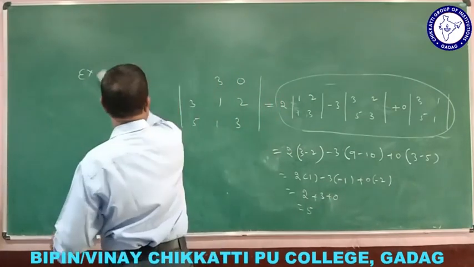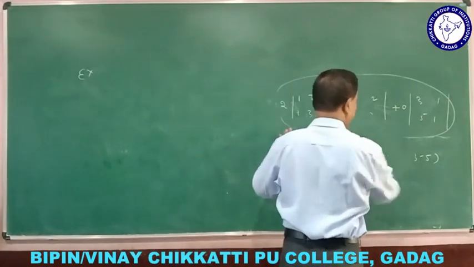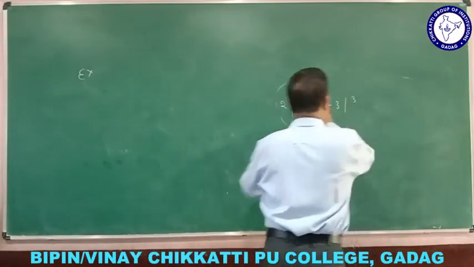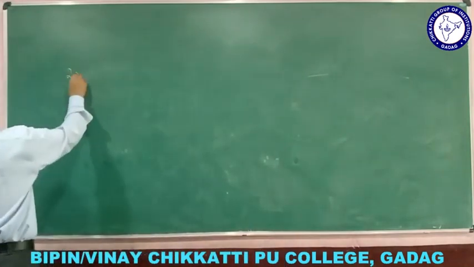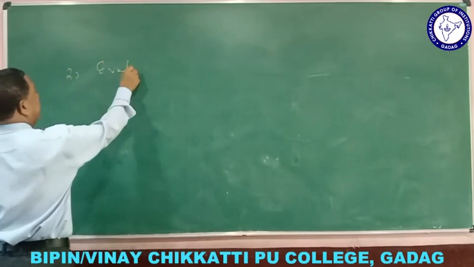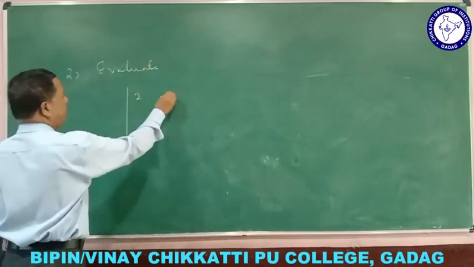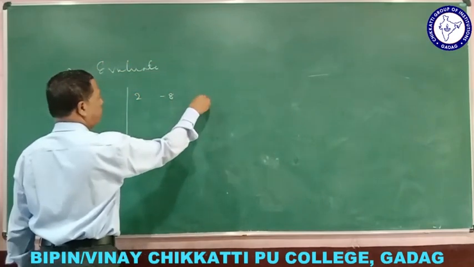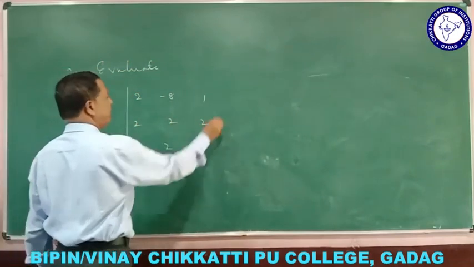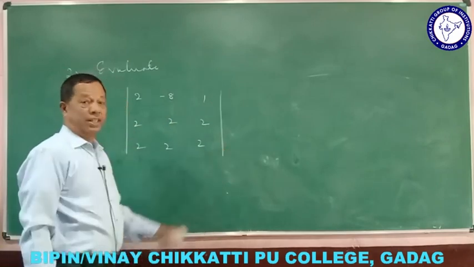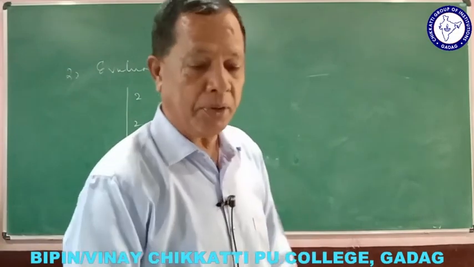Now, one more example I am giving you, that is final, and it must be noted, and it is quite necessary for you to understand the expansion of third order. This one more you see. Evaluate: 2, minus 8, 1, 2, 2, 2, 2, 2. I say that its answer is 0. Without doing, I told you.